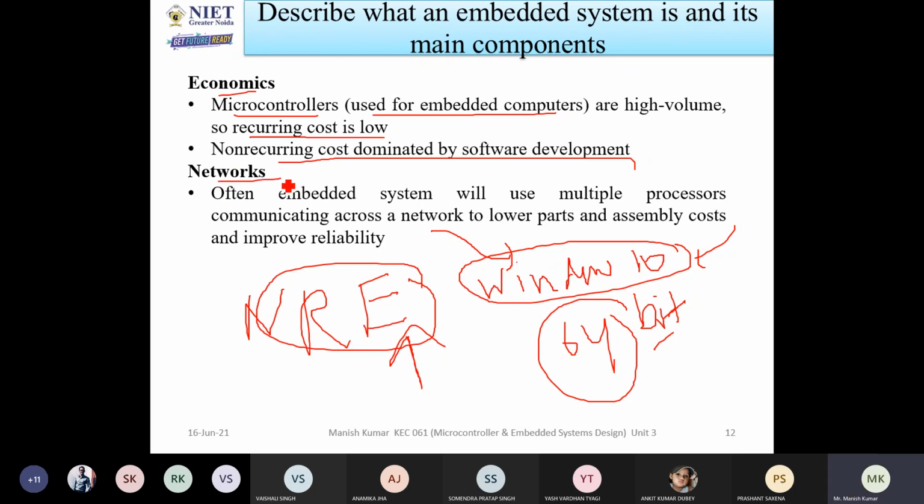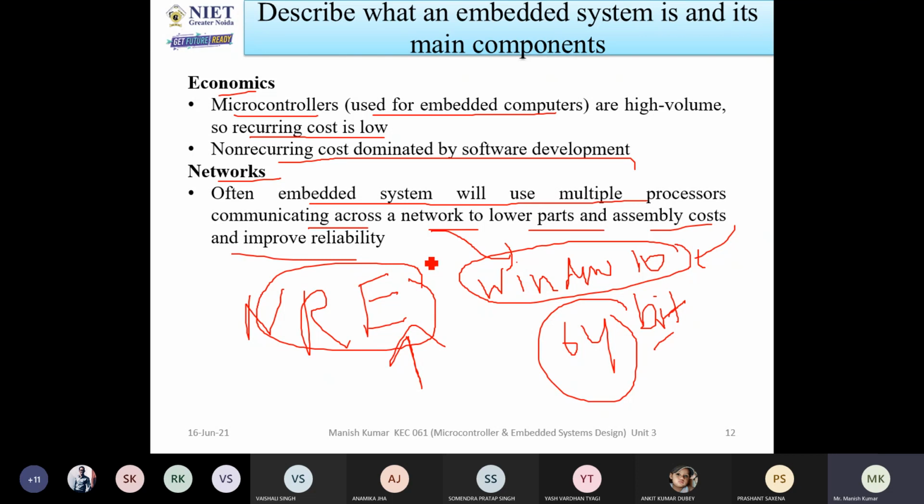Now we talk about the network. The embedded system will use multiple processors communicating across a network to lower parts of assembly cost. Now, what will happen when we are talking about the network? So, embedded system is used efficiently in a network. How? Let us consider. I told you I want to take care of my companies from sitting at home. So, with that you can do that. So, network is required. If you want to transmit the data, you want to receive the data, for that purpose, you need a network.